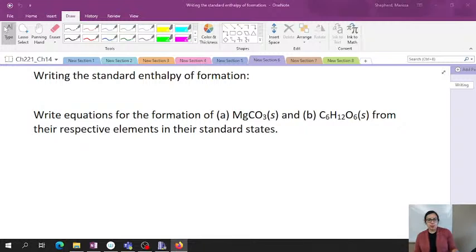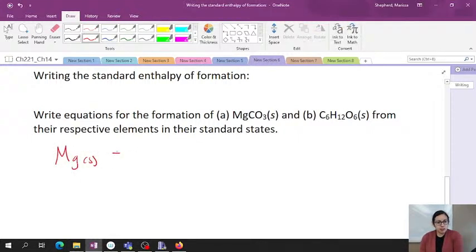All right, so let's go over what you wrote. So we should have something. So we have magnesium in our solid state plus carbon in our solid state plus, so we need 3 oxygens. I can't do math right now. So 3/2 equivalents, yes, that works. Plus 1 1/2 equivalents of oxygen gives us magnesium carbonate.